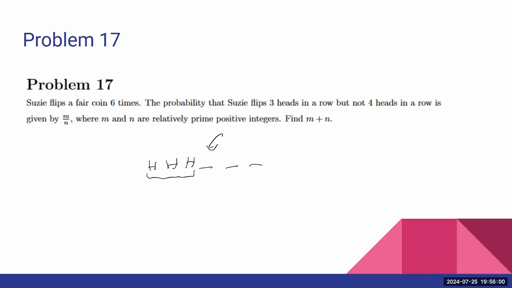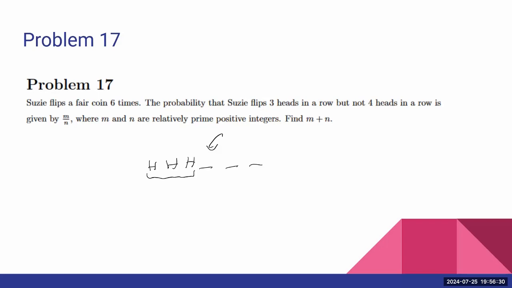Okay, let me just re-explain it then. So we're trying to do casework on each individual placement of the heads. So first, we're going to do the case of when the heads are the first 3 flips. So we want to know after these first 3 flips, how many ways are there to choose the next flip? We're going to find the number of desirable outcomes over total outcomes, because each outcome is equally likely.